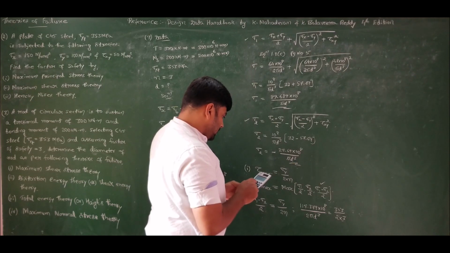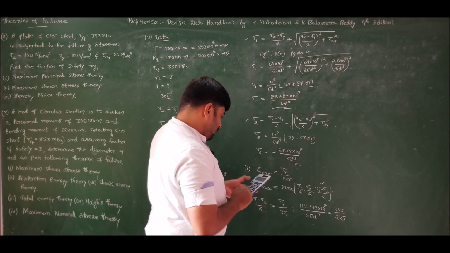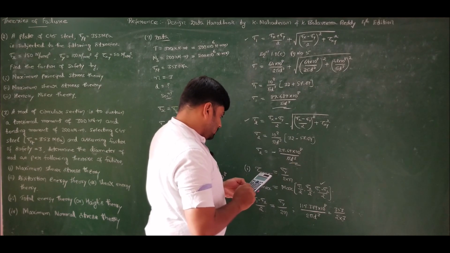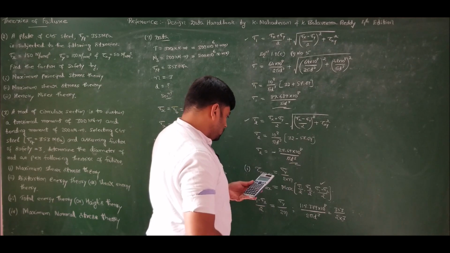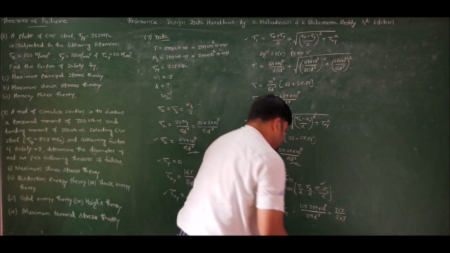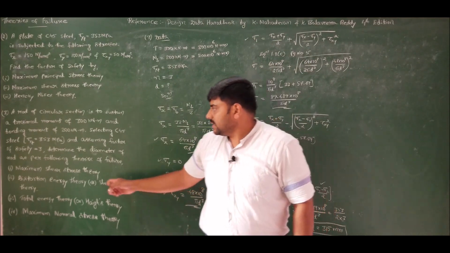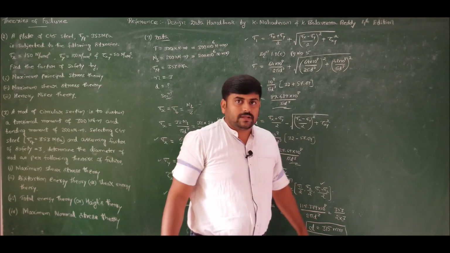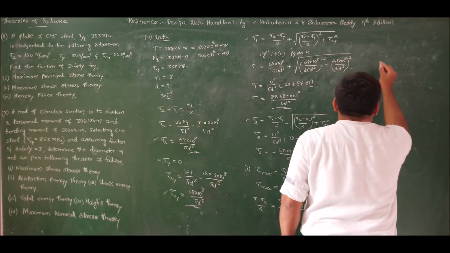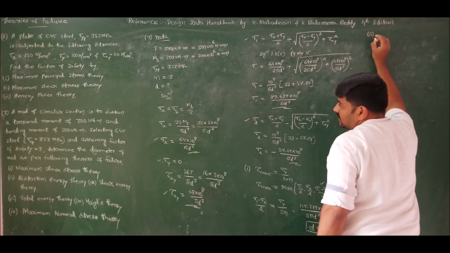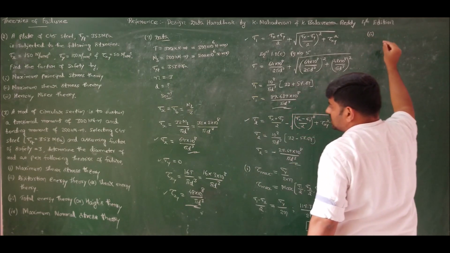115.379 into 10 to the power of 8 into 6 divided by 2 into pi into 353. So the cube root of the answer will become 314.85. So hence adopt D equal to 315 millimeters. So according to maximum shear stress theory, we got the diameter as 315 millimeters. Moving ahead, the second one is according to distortion energy theory.